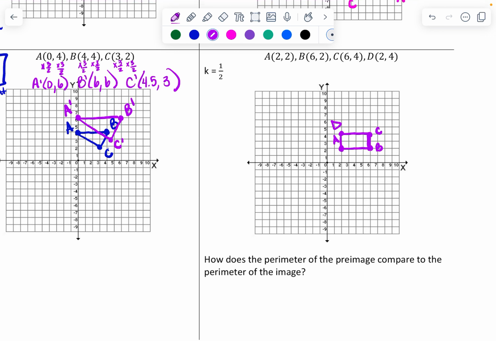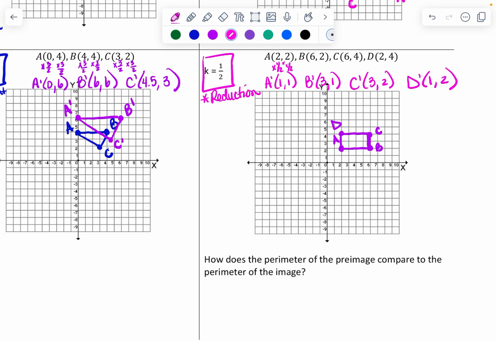All right, here's my scale factor, 1/2. That is going to be a reduction. It's going to get half as big, half as far away from the origin. And let's go through and take half of each of these. So A prime, half of 2 is going to be A prime's 1 comma 1. B prime, half of 6 is 3, half of 2 is 1. C prime, again, 3 and half of 4 is 2. D prime, half of 2 is 1, half of 4 is 2. Okay, that was a nice kind of easy one.